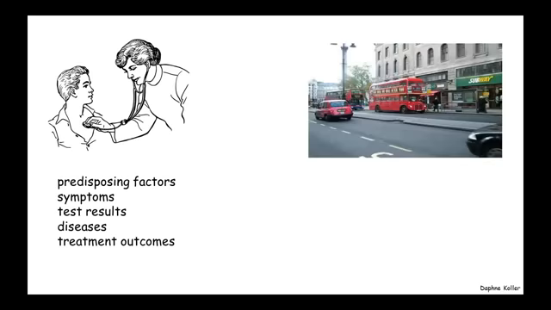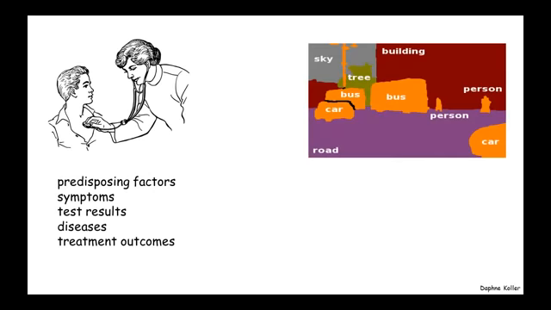Predisposing factors, symptoms, test results, different diseases that the patient might have, and different outcomes to treatments that we might try out. A very different application that is in common use today is in the area of computer vision. Here we might have an image such as this and we'd like to figure out what's in it. So we'd like to label, for example, different regions of the image as representing different semantic categories: car, road, sky, tree, and so on.